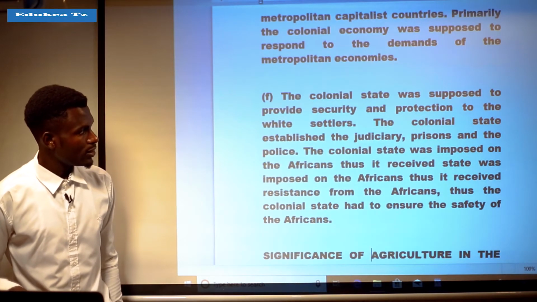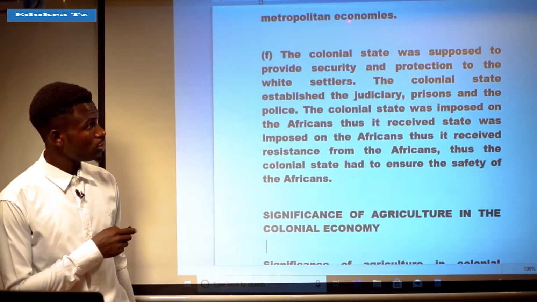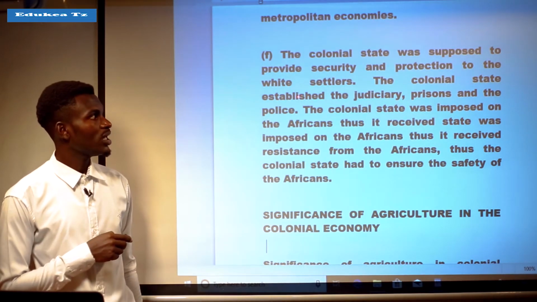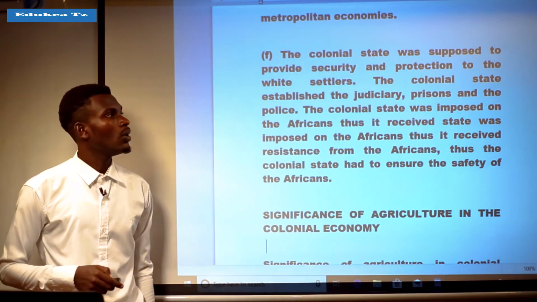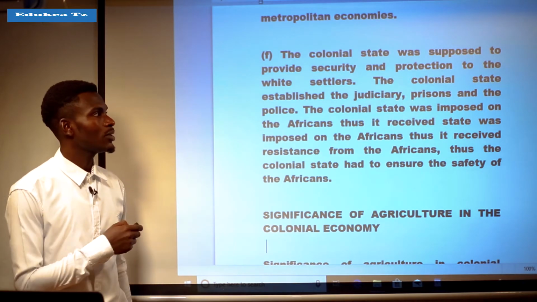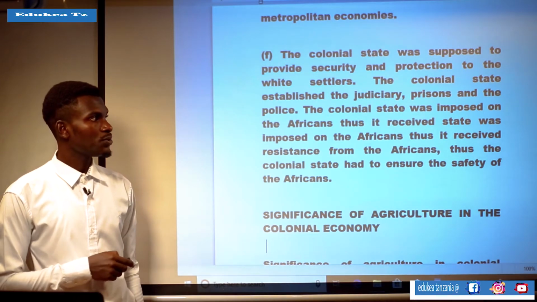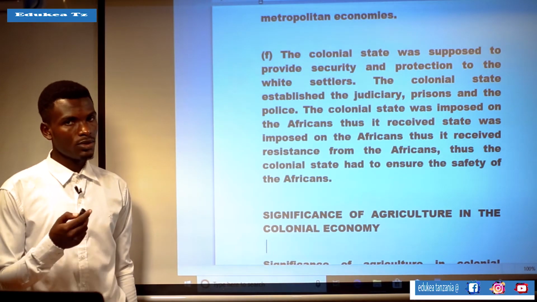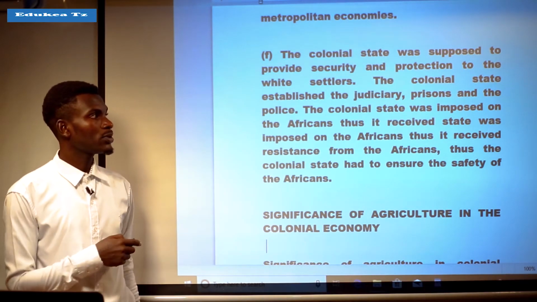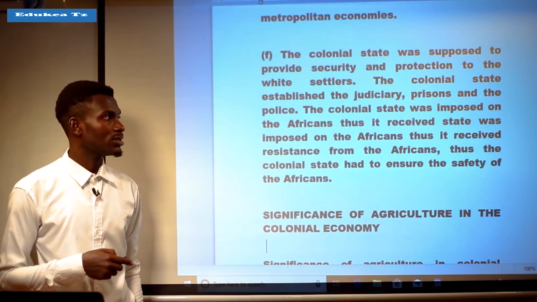The sixth objective was that the colonial state was supposed to provide security and protection to white settlers in the colonies. The colonial states established the judiciary, prisons, and the police. Those were all instruments based on coercion and were responsible for providing protection and security to the white settlers in the colony.